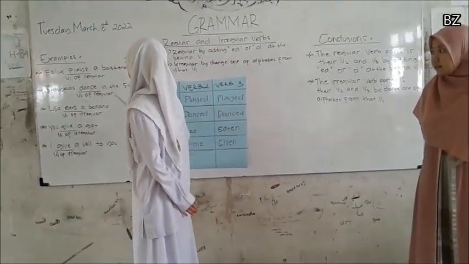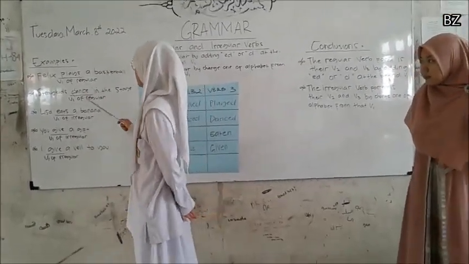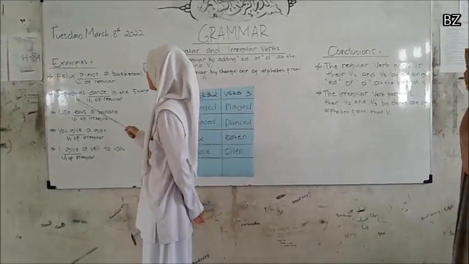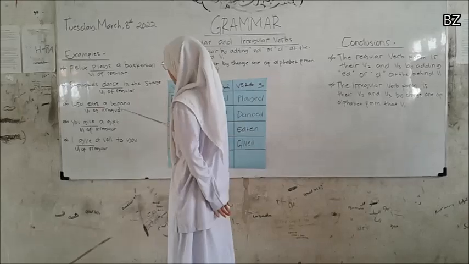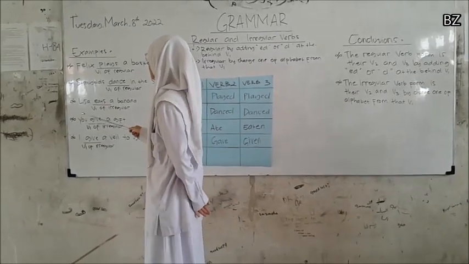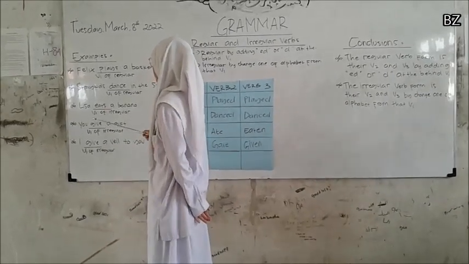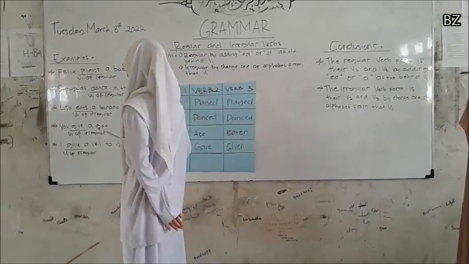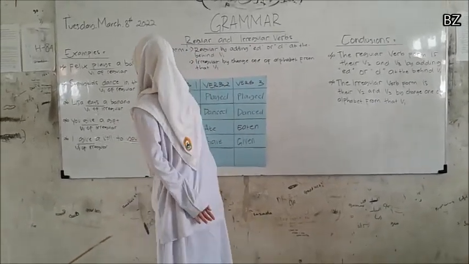Stray Kids dance in the stage. Dance, verb 1 of regular. Lisa eats a banana. Eats, verb 1 of irregular. You give a gift. Give, verb 1 of irregular. I give a file to you. Verb 1 of irregular.